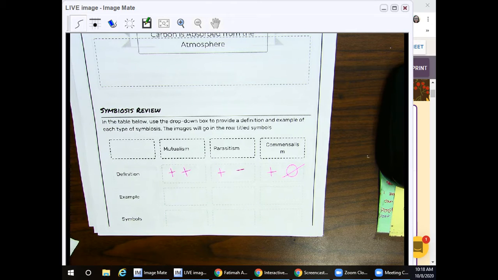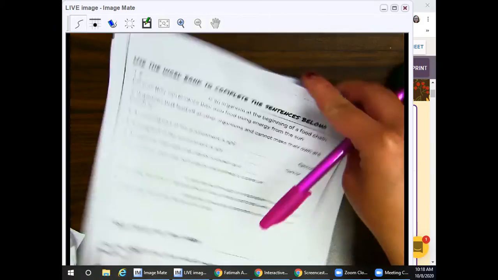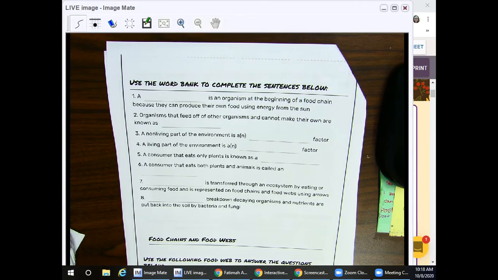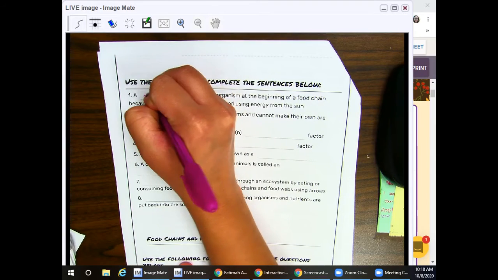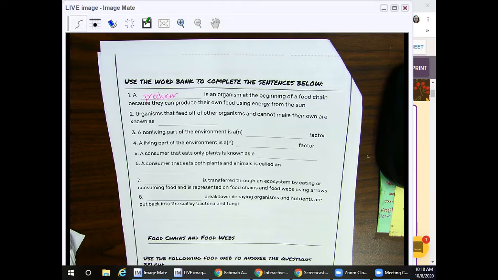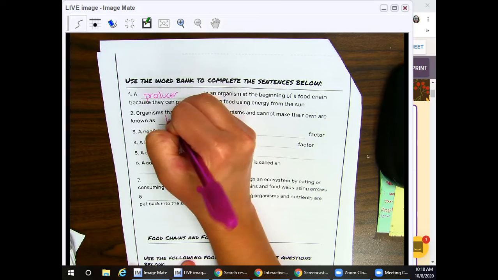And I'm not sure what your symbols look like on the computer, so I'm sorry about that. All right, now we're going to use the word bank to complete the sentences below. A producer is an organism at the beginning of the food chain because they can produce their own food using energy from the sun. Organisms that feed off other organisms and cannot make their own are known as heterotrophs.